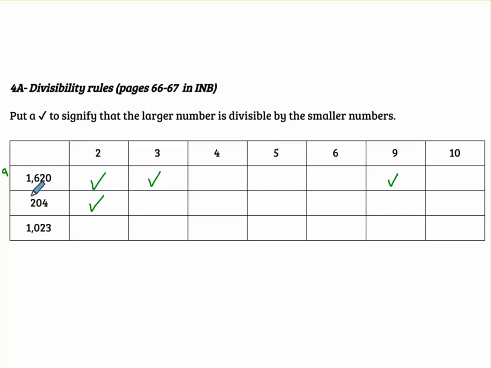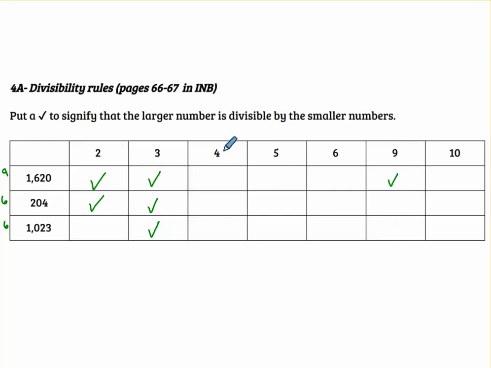Okay, if I add these up, 2 plus 0 plus 4 is 6. Well, that is a multiple of 3. It is not a multiple of 9, so we're going to leave that blank. 1023, if I add that up, 1 plus 0 plus 2 plus 3 is also 6, and so this one works, but it does not work for 9.